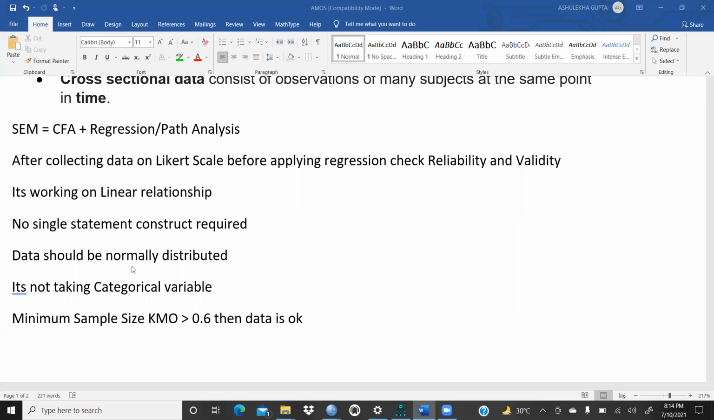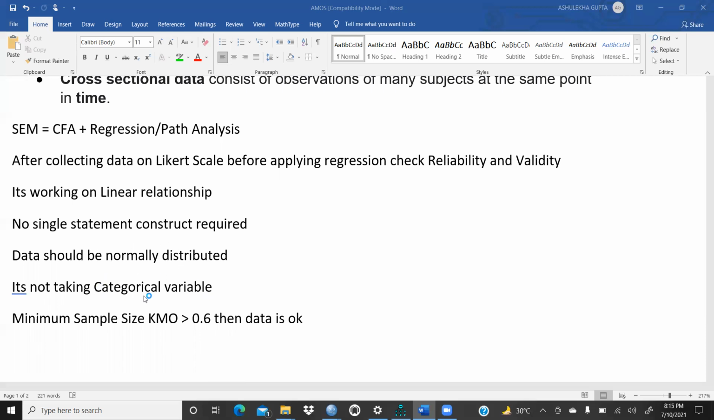Data should be normally distributed. I had already recently uploaded a video on normality, how we have to check the normality of the data. So we require normally distributed data. It does not take a categorical variable. I said in that video, which is already available in my playlist, that normality is not applicable to a categorical variable, it is always applicable to metric data.